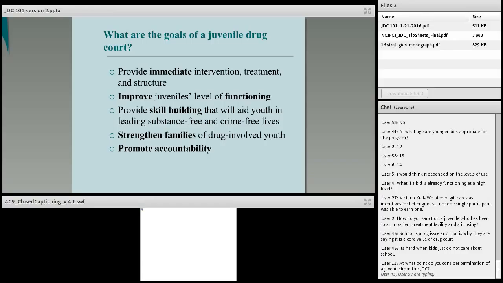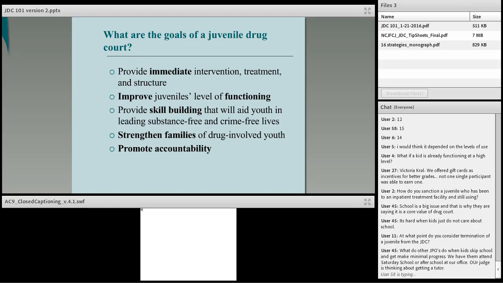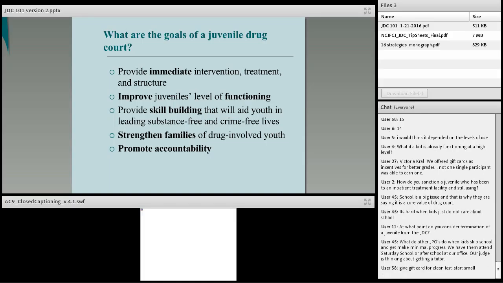So we want to sanction for things that are conditions of probation. And then we want to be thoughtful about how we respond. We do have, again, in our three-prong approach, some ideas about how to really motivate kids to do that. And it is hard when kids just don't care about school.